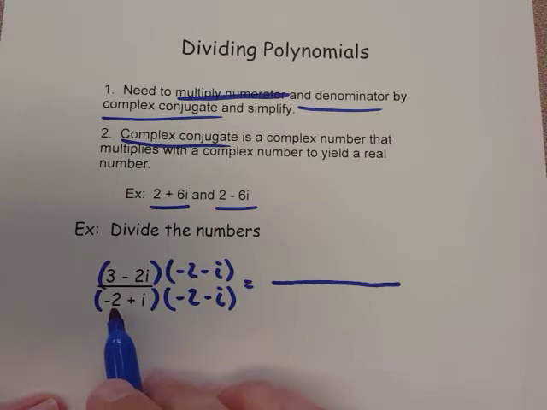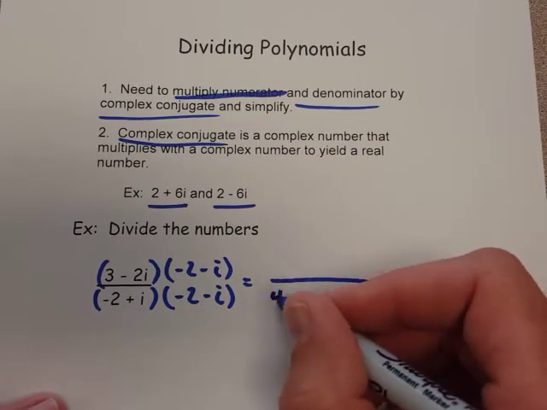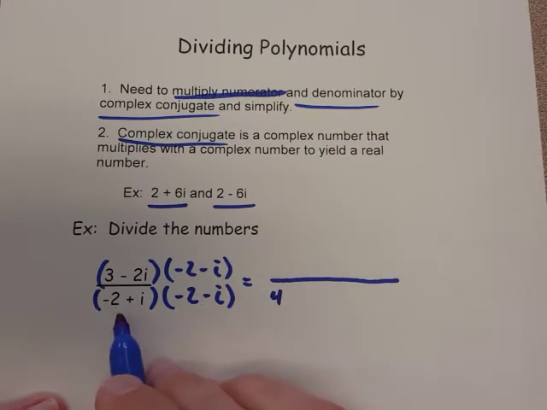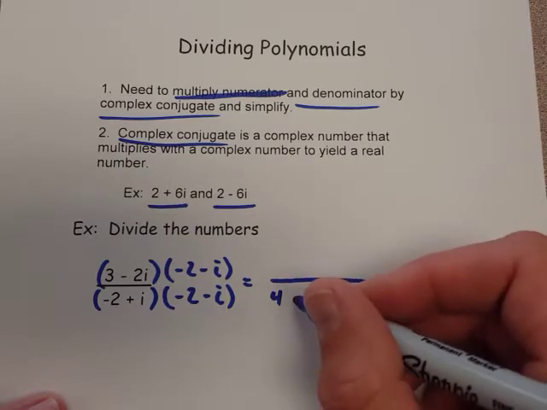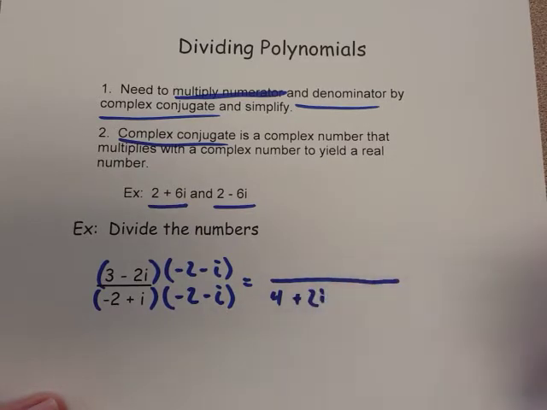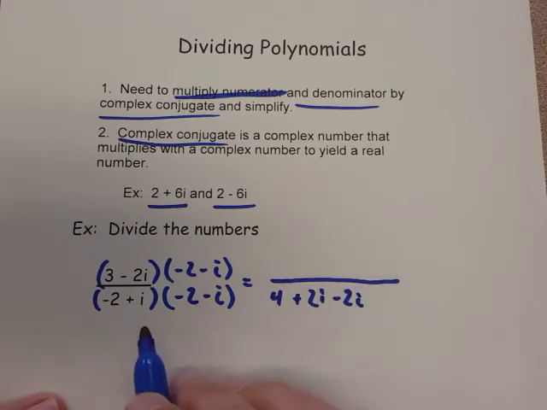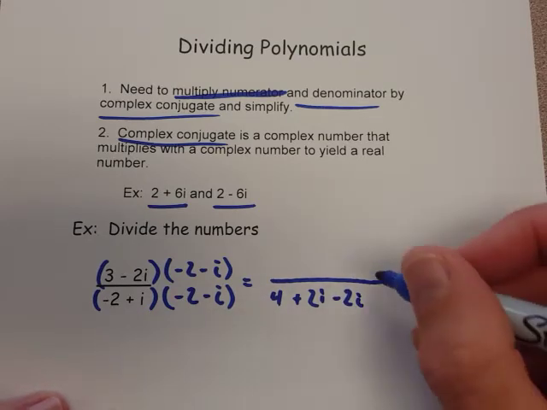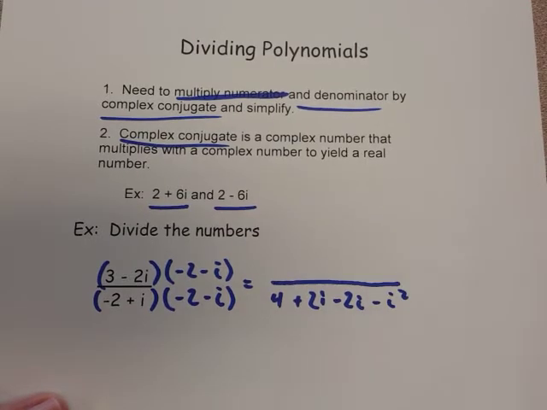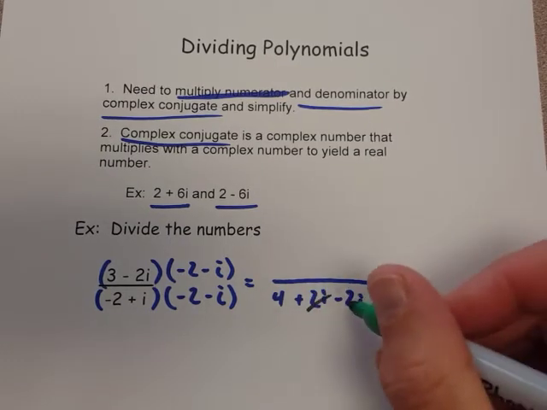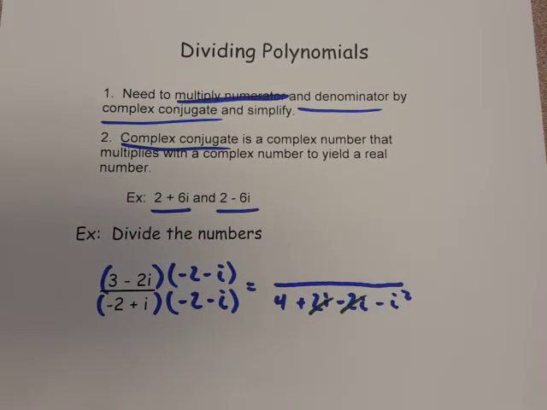We've got a FOIL. Negative 2 times 2 is 4. Negative 2 times negative i is plus 2i. i times negative 2 is minus 2i. And then i times negative i is minus i squared. Now, good news about this one that you can probably see already is that the two i's cancel out. That's how this method is going to work.